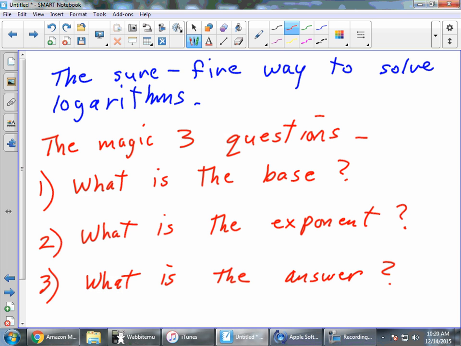And there are faster ways for sure. If you remember the shortcuts and the rules and the change of base theorem and all that stuff that we're going to learn, you don't really need to go through these 3 steps. But if you can't remember them, which is oftentimes the case, these will allow you to solve everything. It's kind of slow sometimes, I admit, but they'll allow you to solve anything.